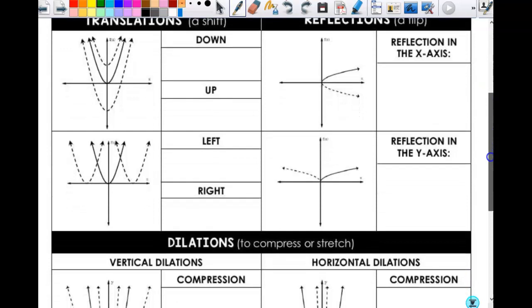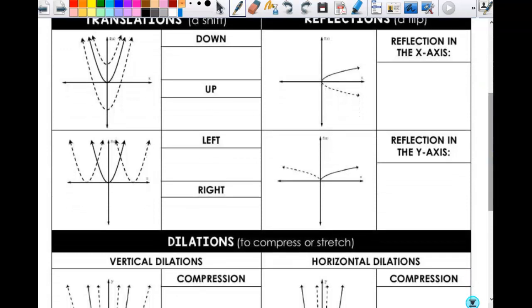So this is just the basic translations, and just them one by one. So the translation, the shift down and up, okay, that's a Y thing. So that means it happens after f of x. If it's going to go down, it's minus d. Up is plus. Oh, that's a b. Hang on. Wrong letter. There we go.